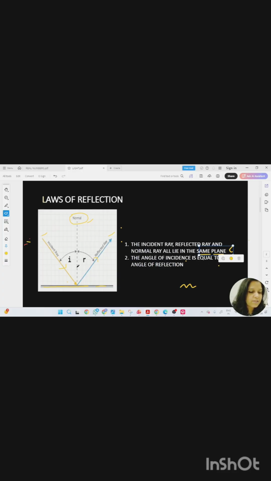In this diagram, you can see that this angle I is equal to angle R. So this is the second law of reflection, that under all circumstances, angle I will always be equal to angle R. Suppose you consider a rough surface. In this case also, if a ray is incident and is getting reflected, then this law will be applicable, because angle I will always be equal to angle R. I hope it is clear to everybody.